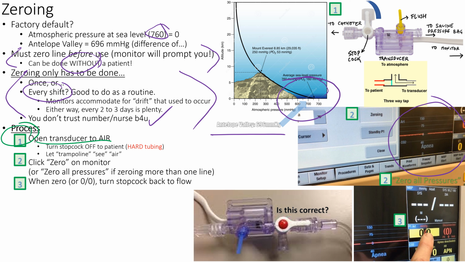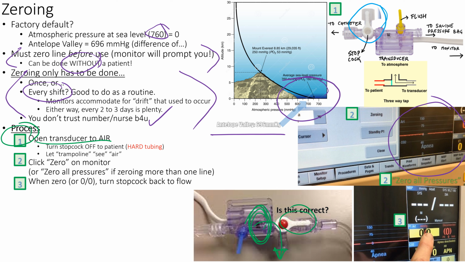There are all kinds of mnemonics out there, like turn right to the patient and left to the bag. That doesn't matter. Look at your stopcock. It says off on it. And who needs to see air, the patient or the transducer? The transducer, which is the little black thing right there. You want this black thing to see air. If I turn it the other way, would it see air? No. And its default position is where?